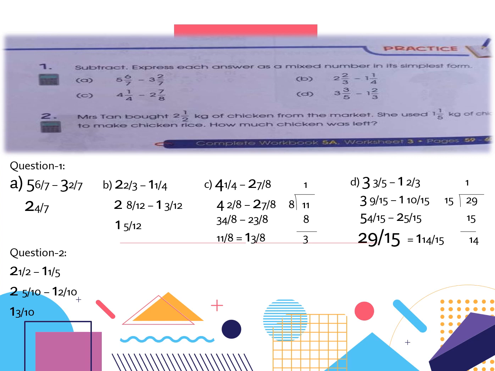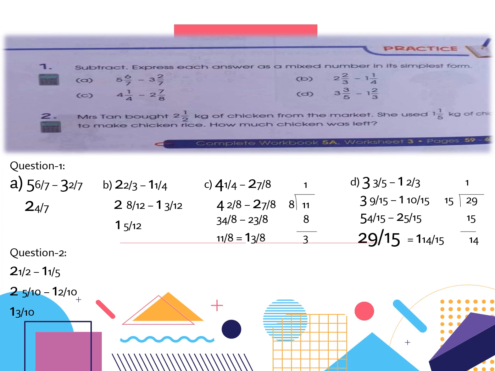In question 2, Mrs. Tan bought 2.5 kg of chicken from the market. She used 1 1/5 kg of chicken to make chicken rice. How much chicken was left? Here we simply have to subtract 1 whole number 1 over 5 from 2 whole number 1 over 2. And we need to make the denominators the same first.